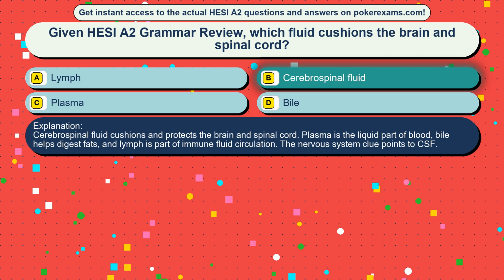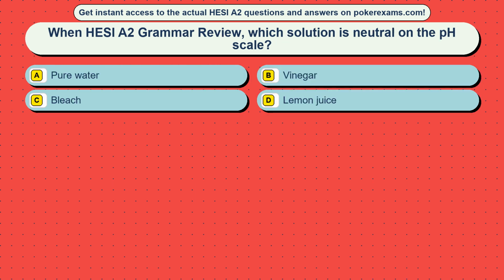Plasma is the liquid part of blood, bile helps digest fats, and lymph is part of immune fluid circulation. The nervous system clue points to CSF. Question 9. When HESI A2 Grammar Review, which solution is neutral on the pH scale? Option A, pure water. Option B, vinegar. Option C, bleach. Option D, lemon juice.